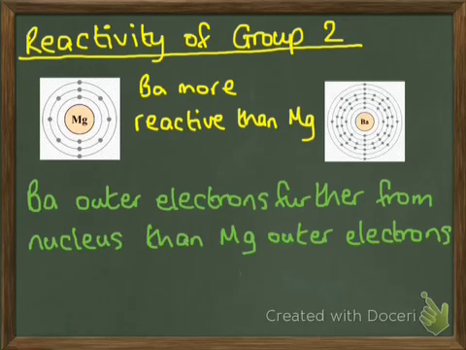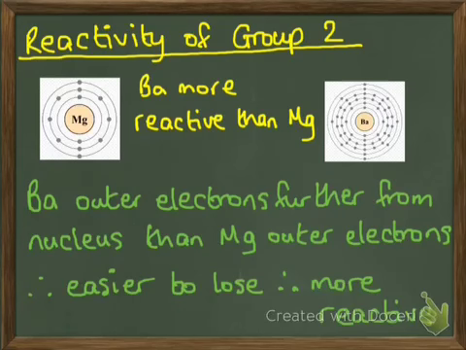If we look at the electron configurations for the 2 atoms, we can see that barium's outer shell electrons are further away from the nucleus than magnesium's outer shell electrons. This means that because the attraction between the nucleus and the outer electrons in barium is weaker than the attraction between the nucleus and outer electrons in magnesium, the outer shell electrons of barium are easier to lose, and that is what makes barium more reactive than magnesium.